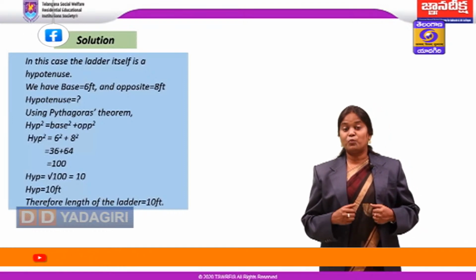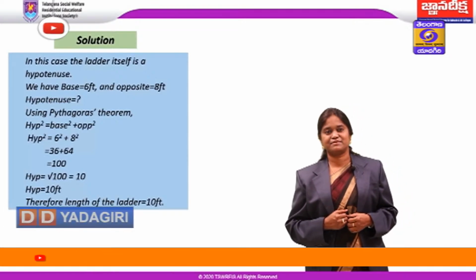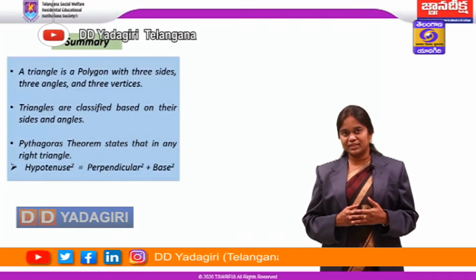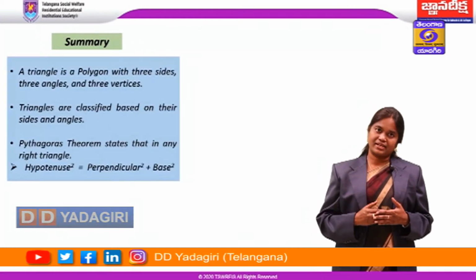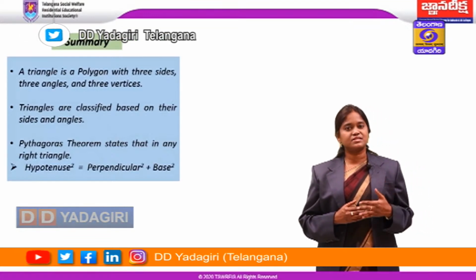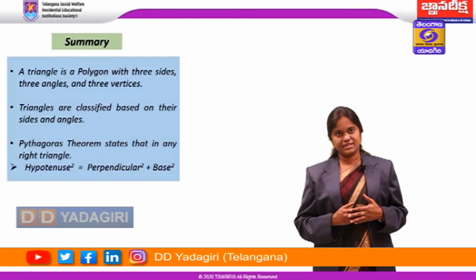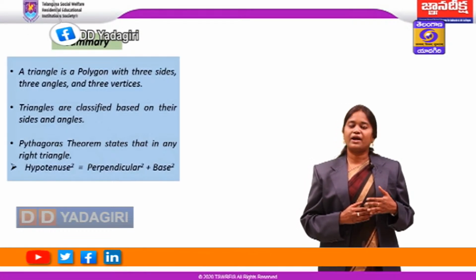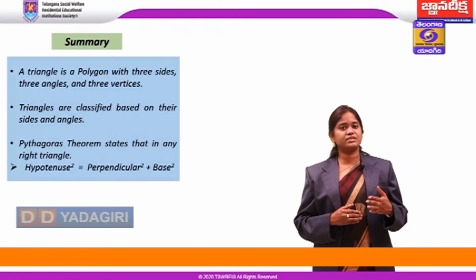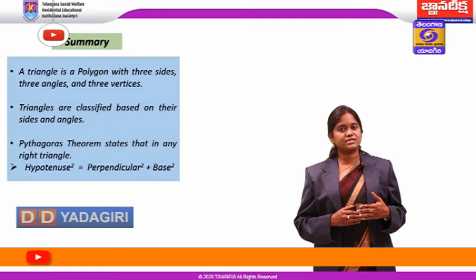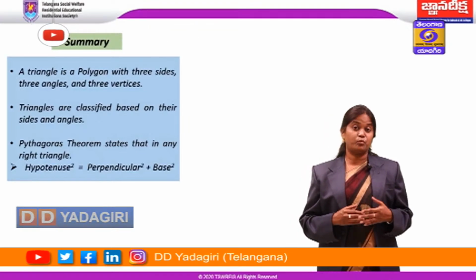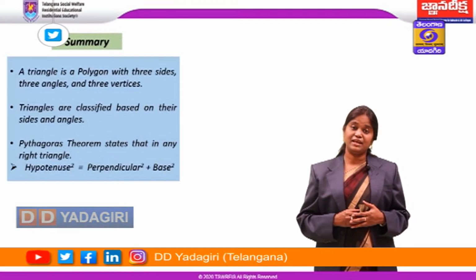Now, let's recall what we have learned in today's class. Children, we have learned that a triangle is a polygon with 3 sides, 3 angles and 3 vertices. Triangles are classified based on their sides and angles. Pythagoras theorem states that in any right triangle, hypotenuse square equal to perpendicular square plus base square. Pythagoras theorem has wide range of applications in many fields.